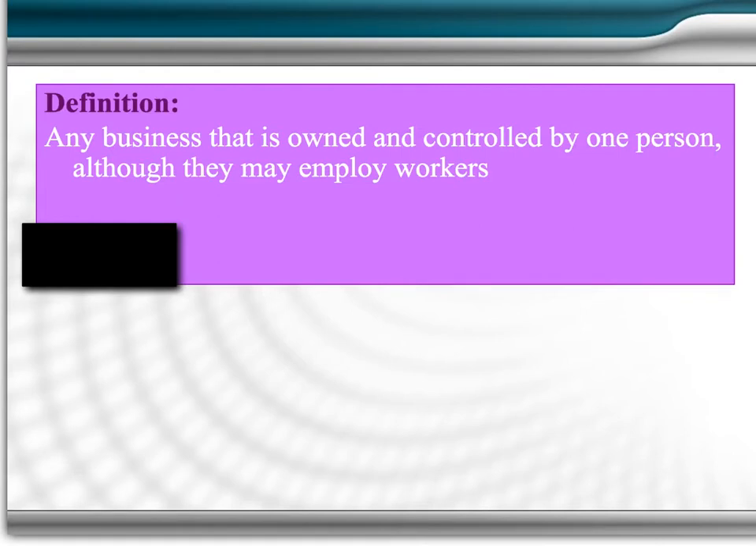Any business is owned and controlled by one person, or they may employ workers. That extra second line just makes examiners think, okay, this person's got something in the bag. They obviously know a lot more because they know that second bit. That's what I want you to do.